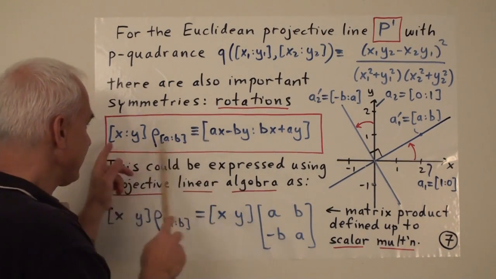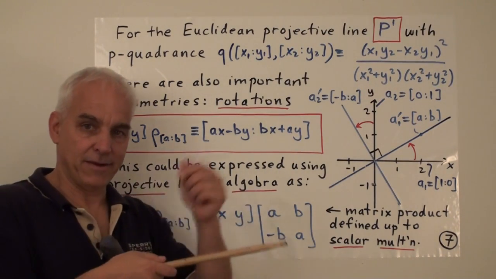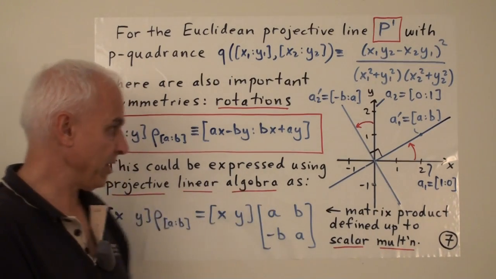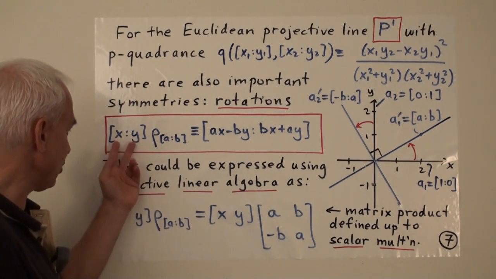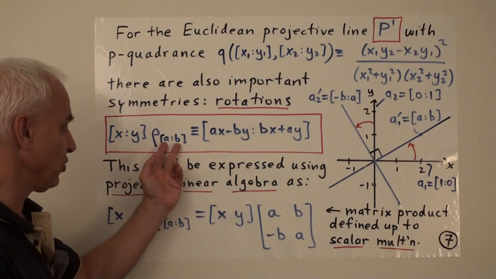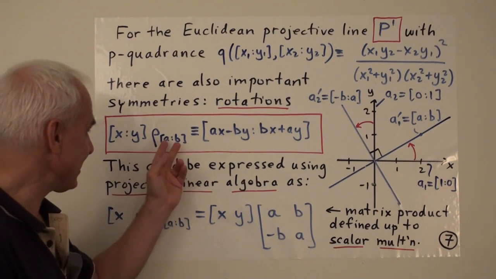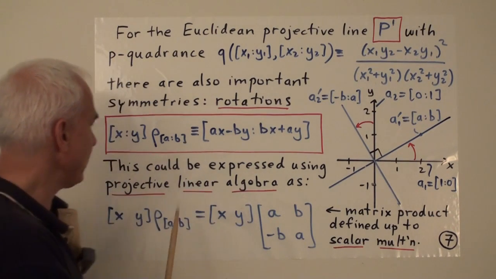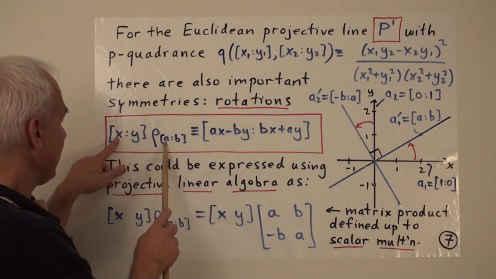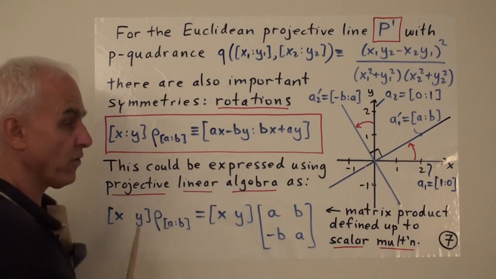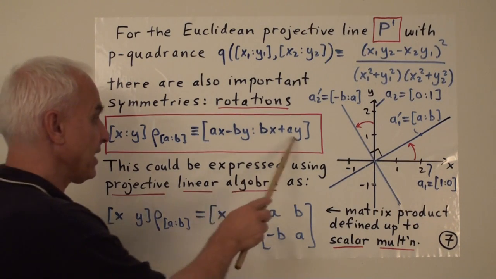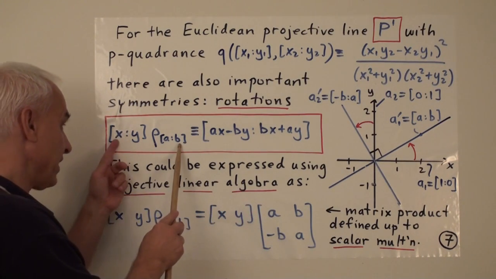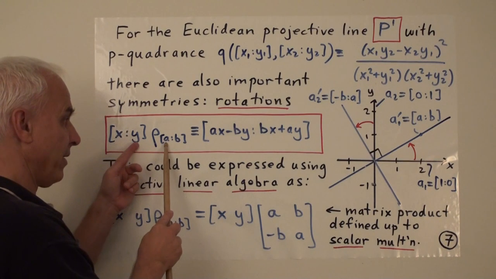But this one's not quite as simple as in the affine case where we just added k to the coordinate. Here we're doing something a little more complicated because there are 2 coordinates here, and there are also 2 indices or labels to our rotation. So the rule is that we take ax minus by for the first entry, and then the second entry is bx plus ay.